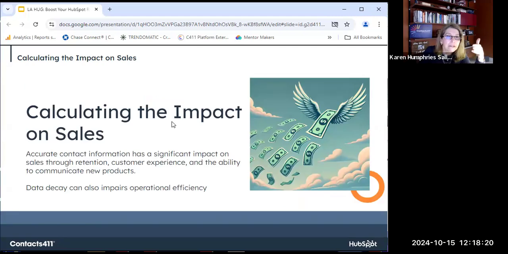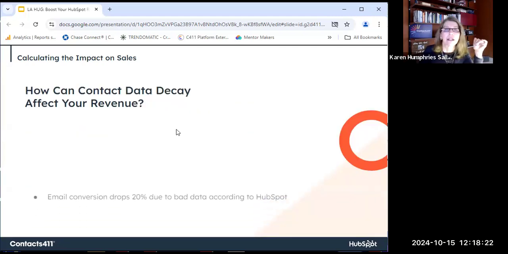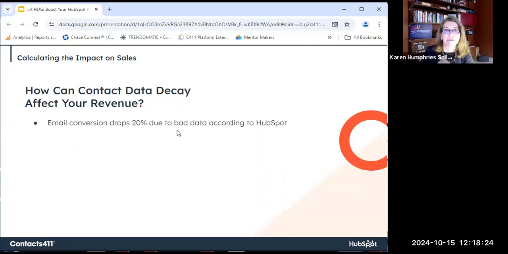Oh, wait, there was something I wanted to talk about. Oh, yeah, wait, hang on. First, HubSpot. This is actually from Lital, in the link that you put in the invite for this, had a link to a great blog that talks about the fact that email conversion drops 20% due to bad data.